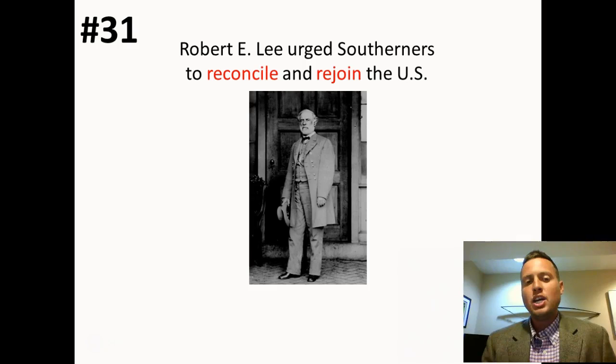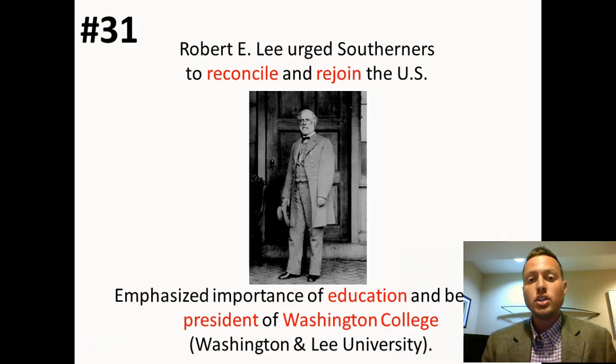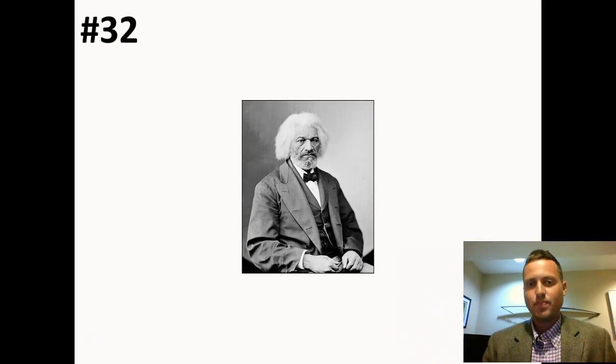What did Robert E. Lee do after the war? Well, he told every Southerner he could find that it is time to reconcile and rejoin the United States. Get over it. We lost. It's time to become Americans. He thought the most important thing wasn't guns, but books. He emphasized education, write in education, and became the president of a college in Lexington, Virginia, that then was called Washington College. He will die as president of Washington College, and they will rename it to what it is today, Washington and Lee College.